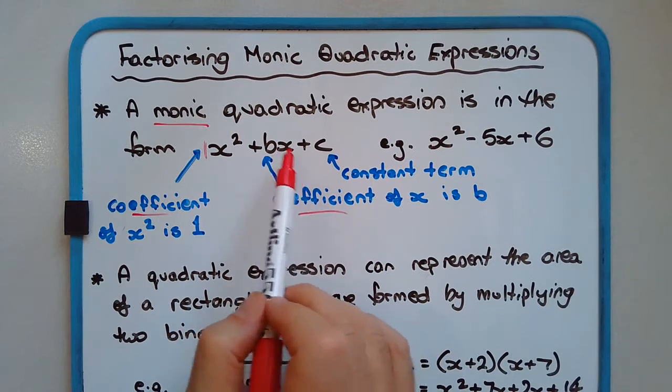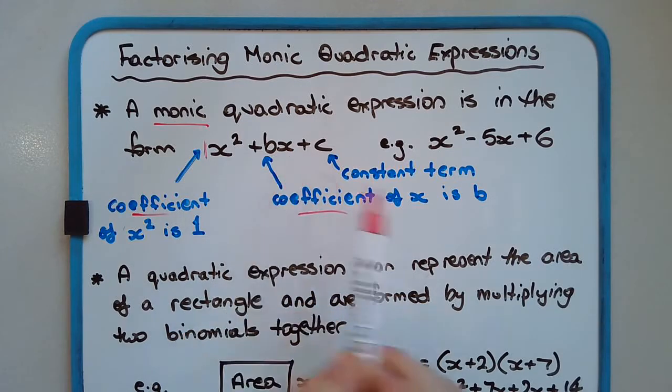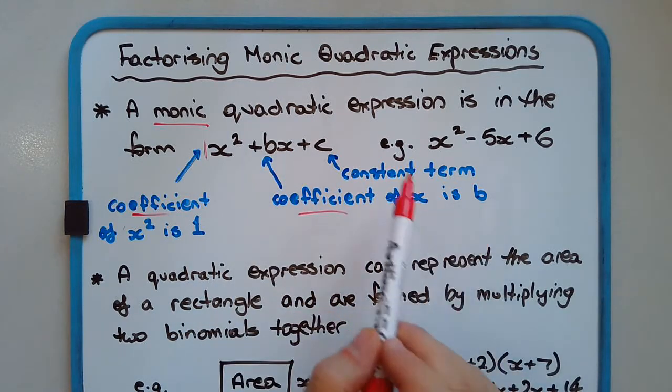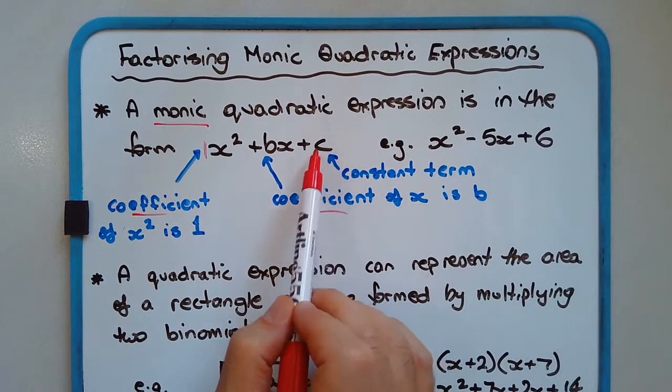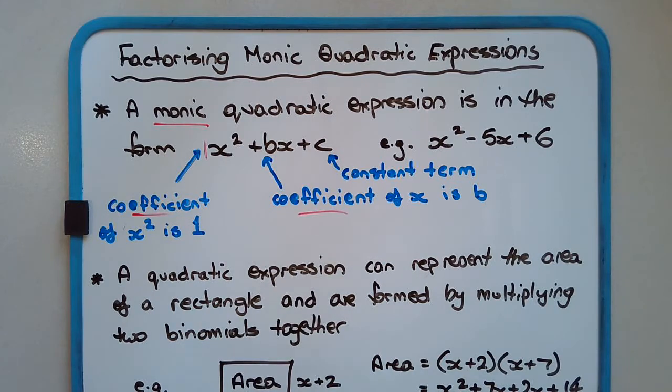Now the term in the middle, the coefficient of x, is b. And the constant term is called that because there's no variable next to the c. The c is just a number, right? It's fixed, it doesn't change. And that's just called the constant term.